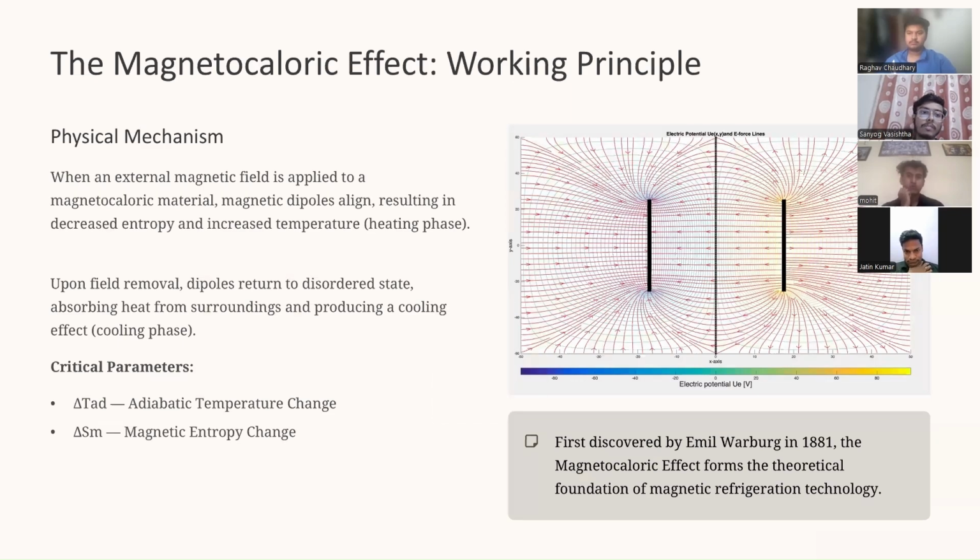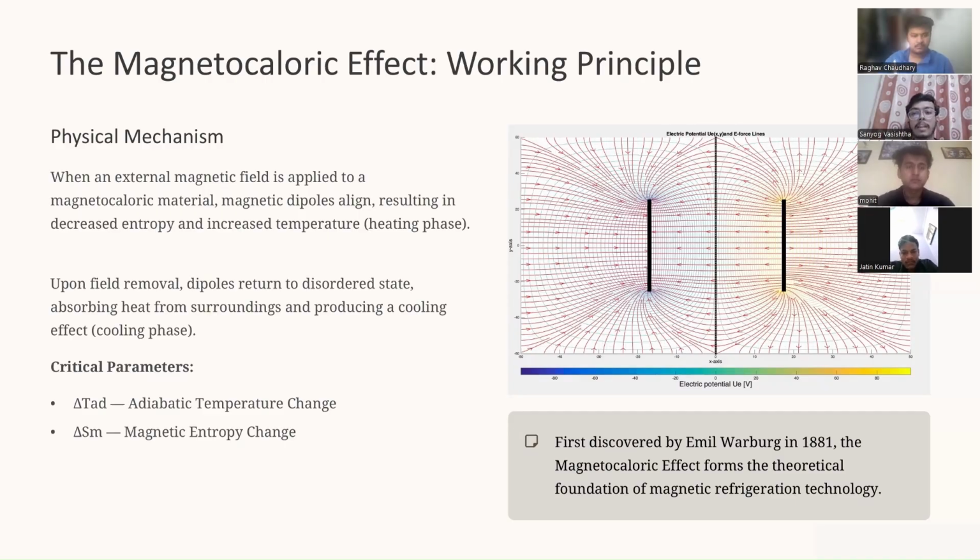Now, what is the magnetocaloric effect? The physical mechanism behind it: when an external magnetic field is applied to a magnetocaloric material, magnetic dipoles align, resulting in decreased entropy and increased temperature. Heating phase. Upon field removal, dipoles return to a disordered state, absorbing heat from the surroundings and producing a cool effect.